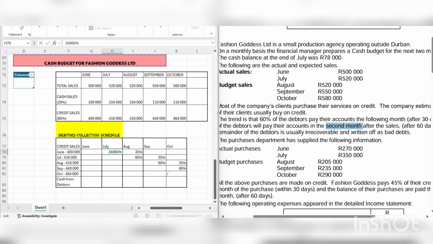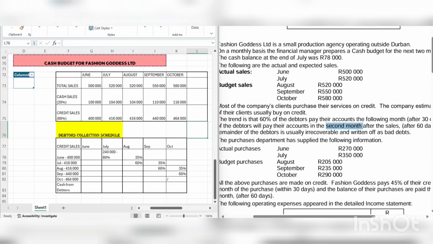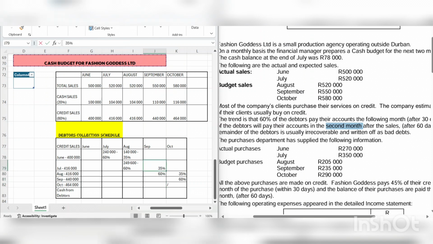So firstly, we'll take 400,000 times 60%, and it gives you 240,000. And so we're going to do the same thing for each of the other given months and for each figure. Okay, let's do that.